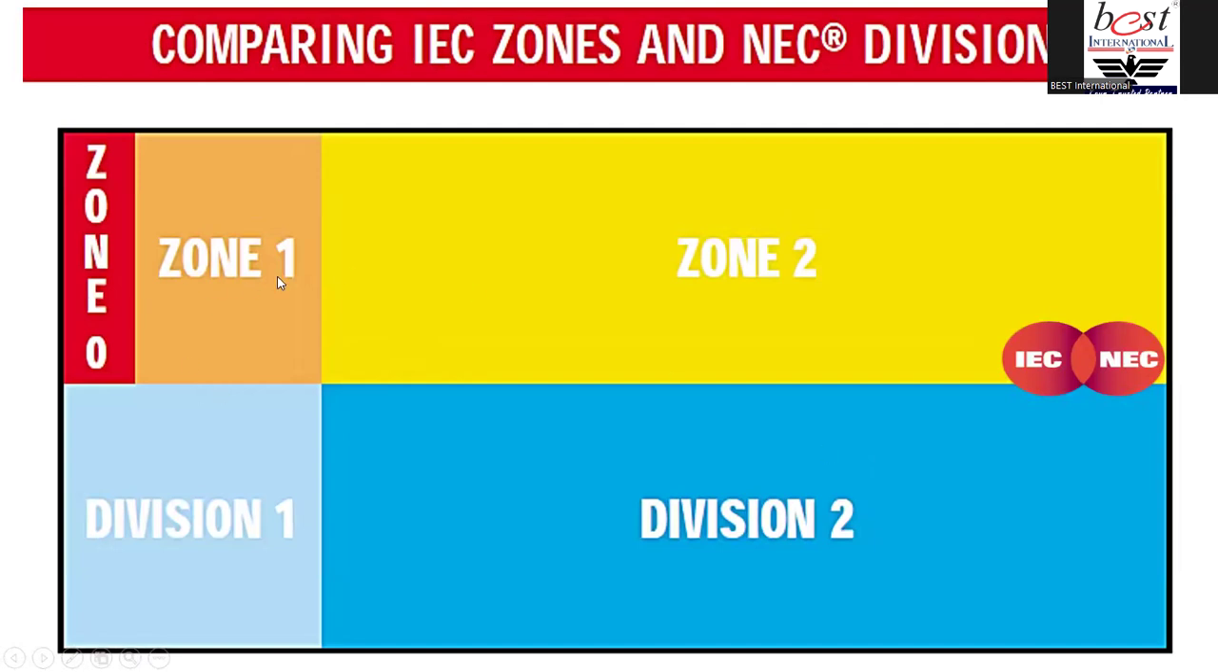So there are zone 0 and zone 1; both come under division 1. And zone 2, based on IEC or NEC, is division 2. So division 1, division 2. Zone 0, zone 1, zone 2. So zone 2 lies in division 2, and zone 0 and zone 1 lie in division 1. Either you benchmark IEC regulations and standards, or you follow NEC.